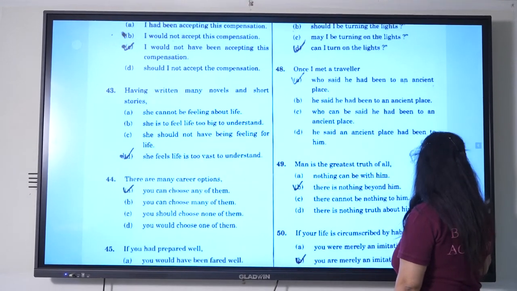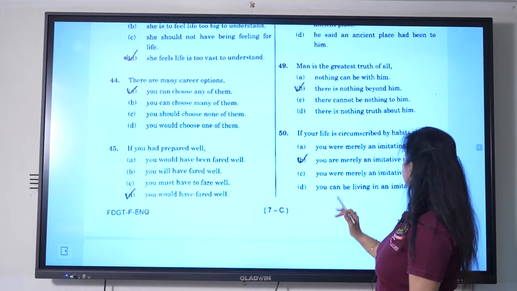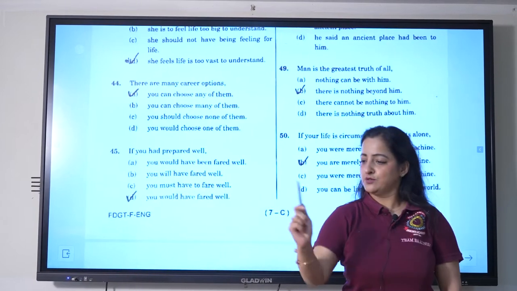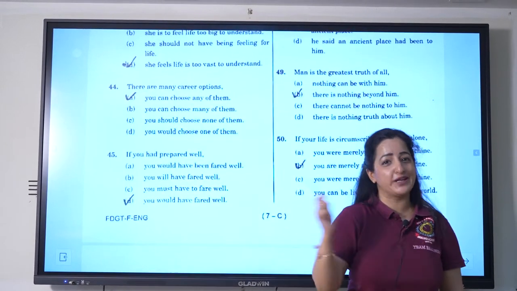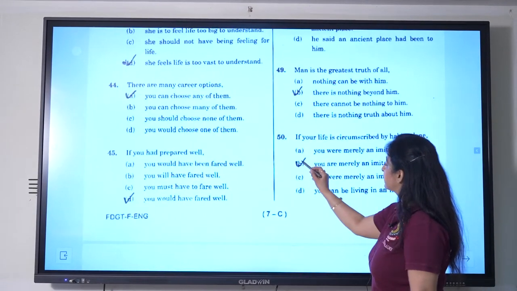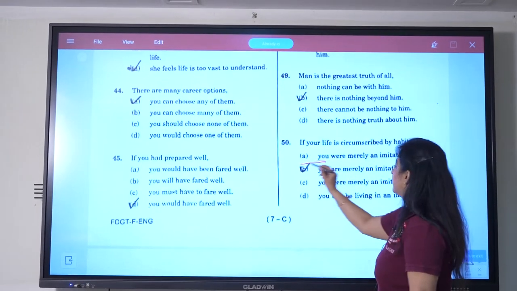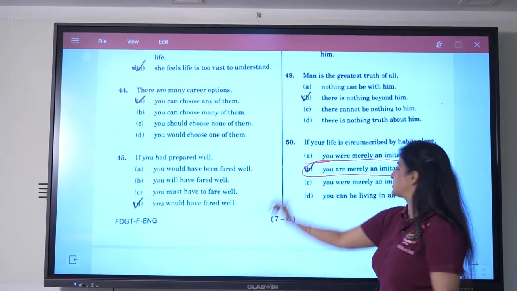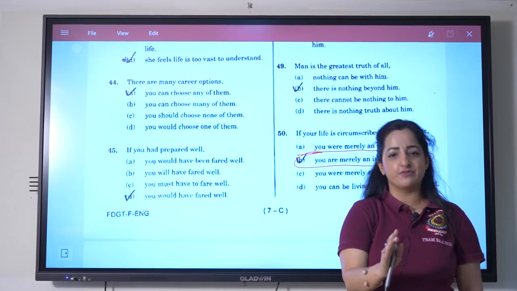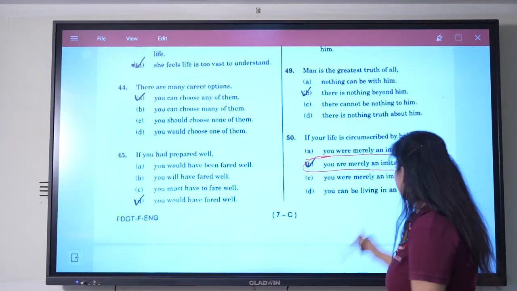Question 50, if your life is circumscribed by habits alone, circumscribed means usi ke ird gird gol gol ghoom rahi hai, aap apni aadaton se majboor ho, right? So then what are you? This is the answer. Bravo, you are merely an imitative machine. Merely means keval, sirf. Aap sirf ek imitative machine ho, jo aadatein aap se karati hain, wo aap karte ho. So therefore, that is the answer.